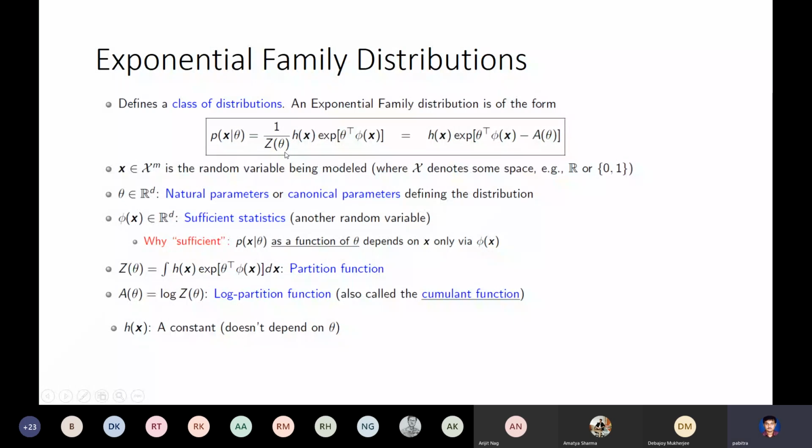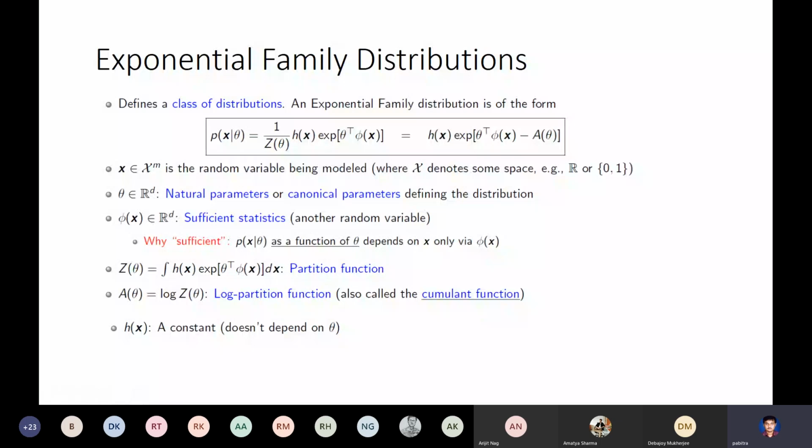This constant Z(theta) is a normalizing term, sometimes called a partition function. Log of Z(theta), the moment we move it to the exponent, is called a log partition function or a cumulant function. This is also a normalization. h(x) is kind of a marginal likelihood, which is a constant. It doesn't depend on theta. It depends on only x. So this is a very general form. You should read this maybe 3 or 4 times to understand what this form is.